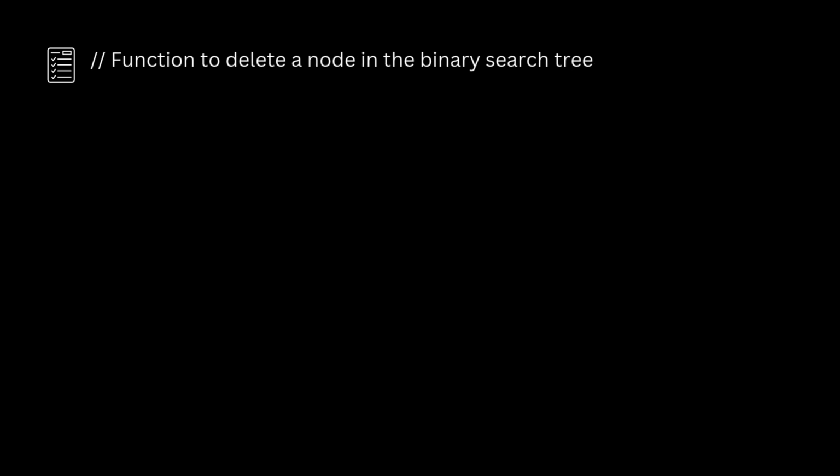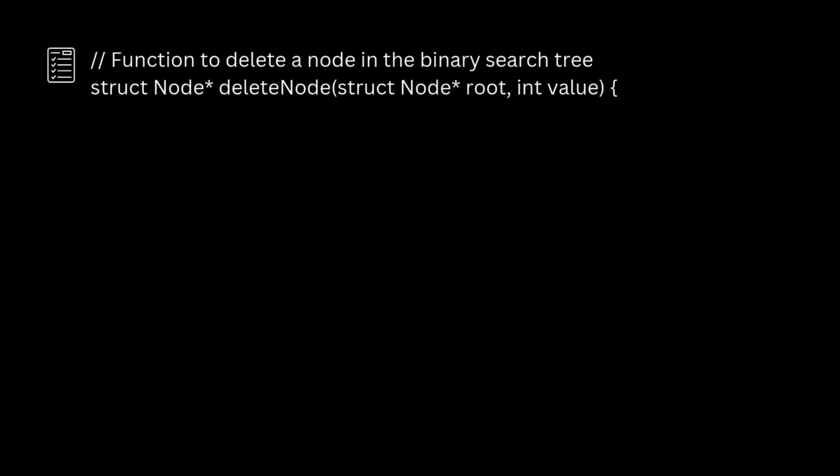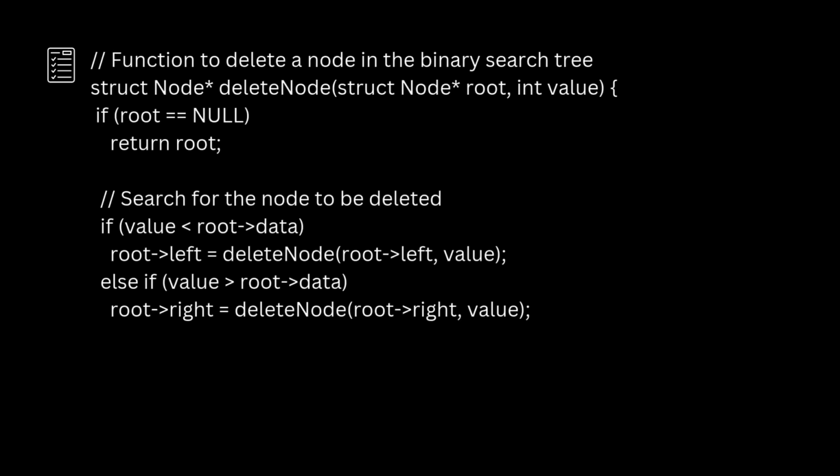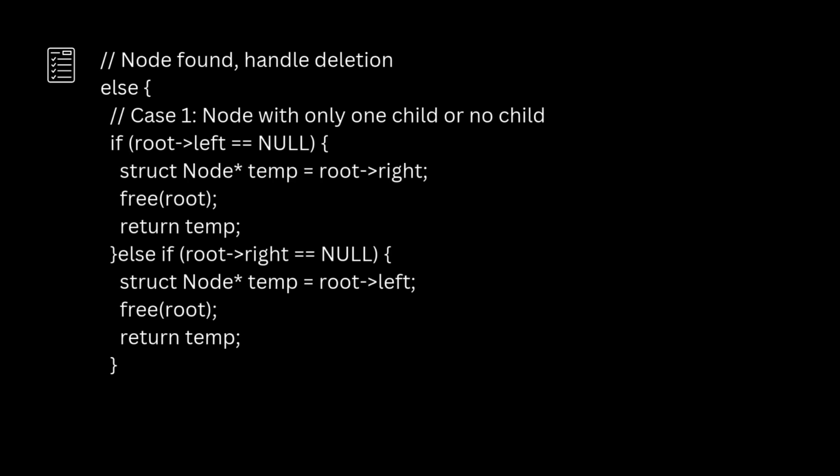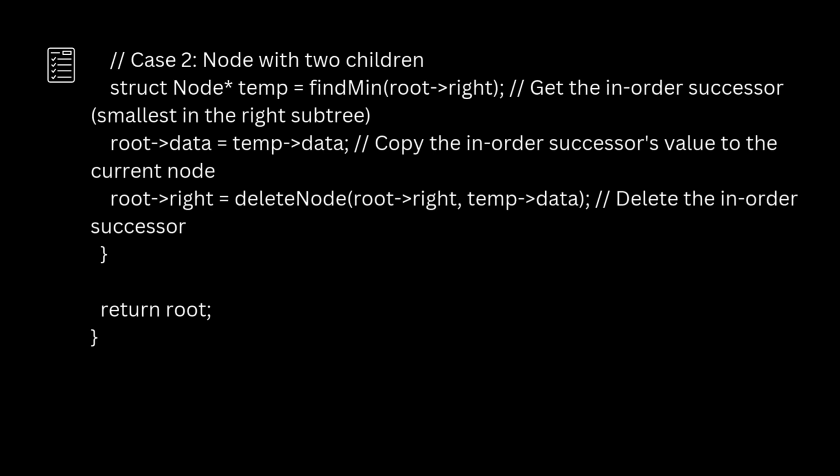Now delete a node from the tree. This removes a node from the tree. First, the node to be deleted is found. In case 1, the node has no children or one child. If the node has one child, we replace the node with its child. In case 2, the node has two children. We find the in-order successor, that is the smallest node in the right subtree. Replace the node's value with that successor and delete the successor.